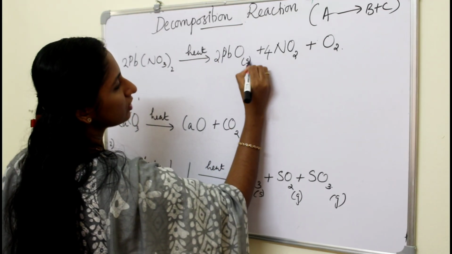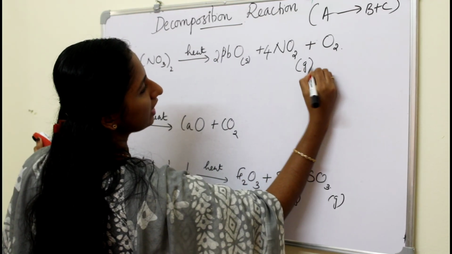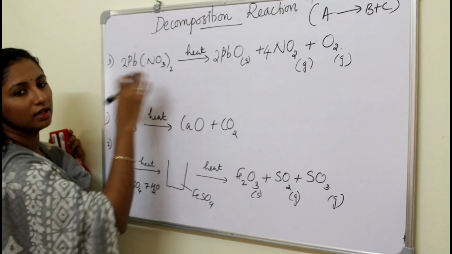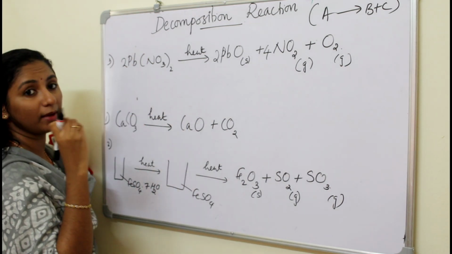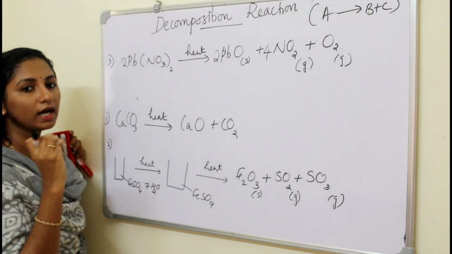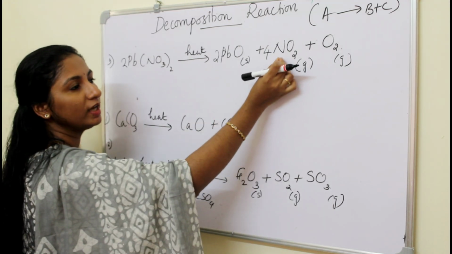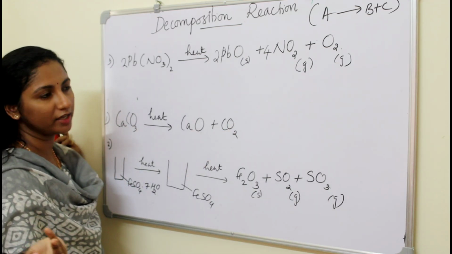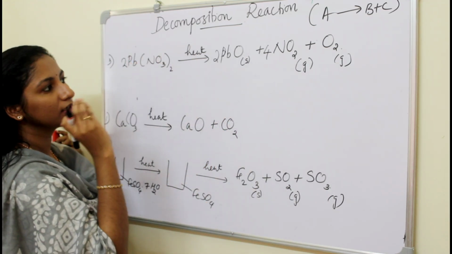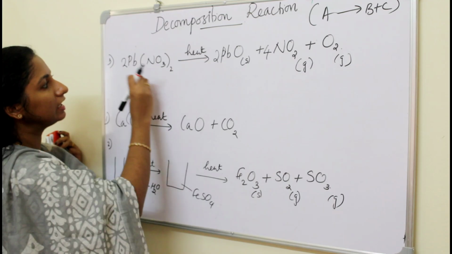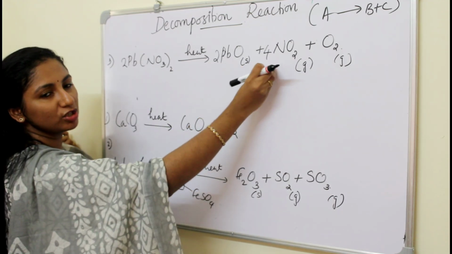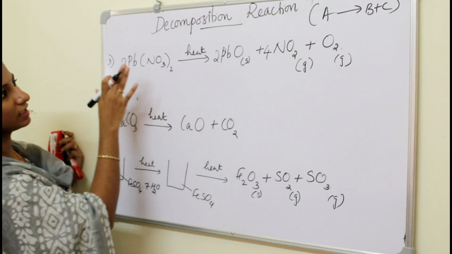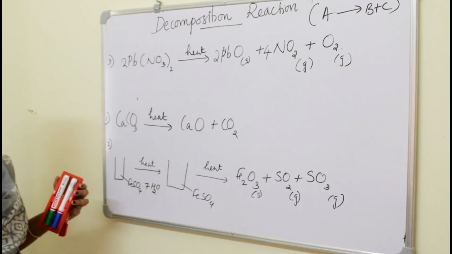Lead oxide is actually a solid. These are gaseous states. And when we heat this lead nitrate in a test tube, we get brown colored fumes. Those brown colored fumes are due to the presence of nitrogen dioxide. Oxygen will not have any color, right? So the brown colored gas formed after heating lead nitrate is due to the formation of nitrogen dioxide. So that's all about this decomposition reaction by the application of heat.